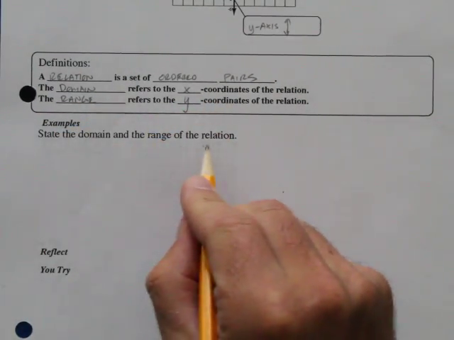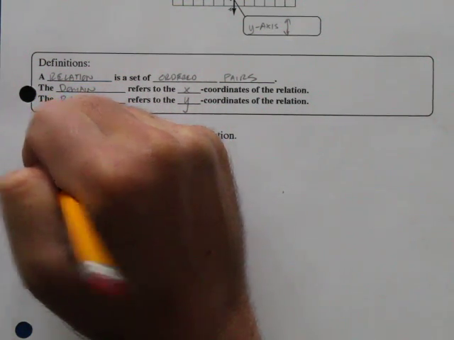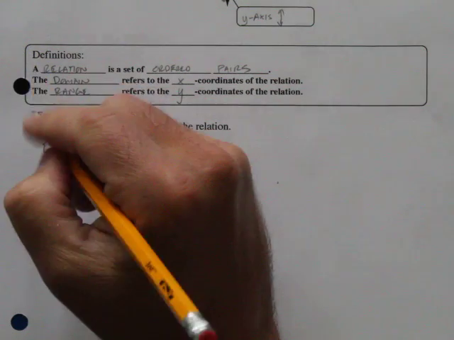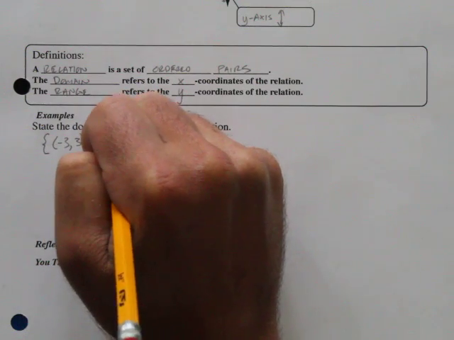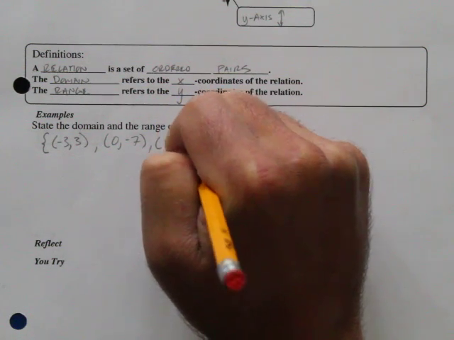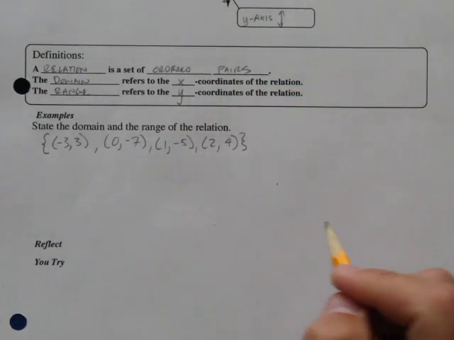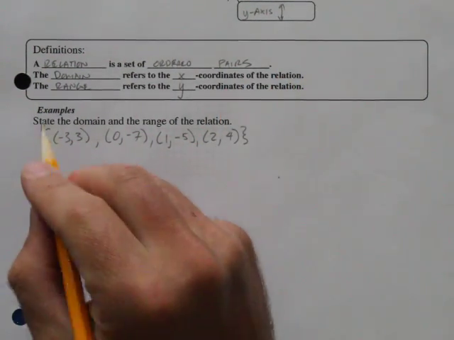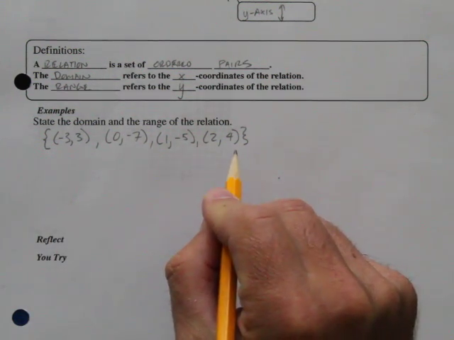So we're going to state the domain and the range of this relation. So here's a relation, and a lot of times they'll look like this with this crazy deal here, and it has a special name, but I don't remember what it is. And then we have our points listed: -3, 3, 0, -7, 1, -5, and 2, 4, and then we end our set there. So here's our relation. Now this is super easy. We are just stating the domain and the range of this relation, which is just a group of points.